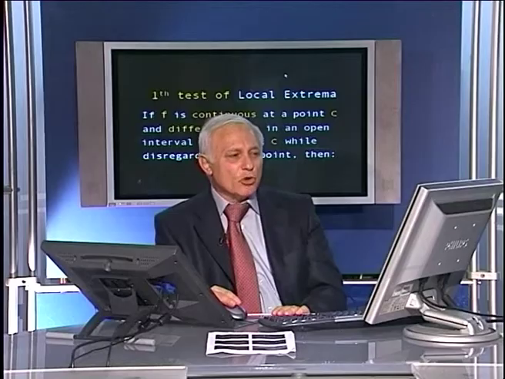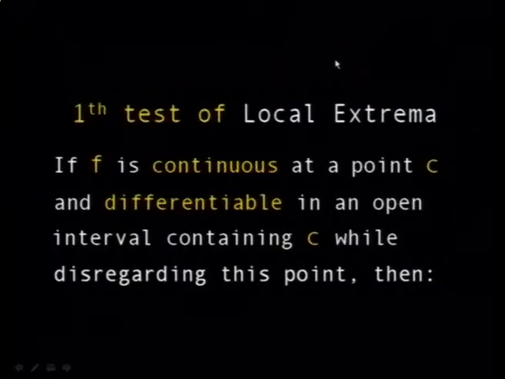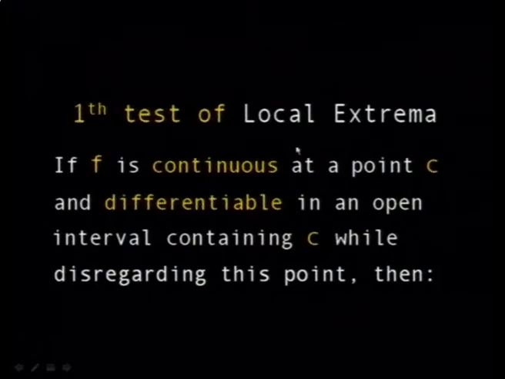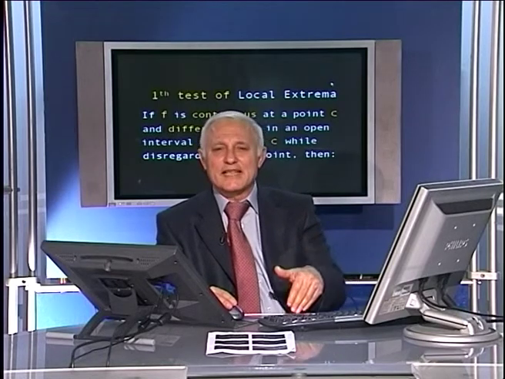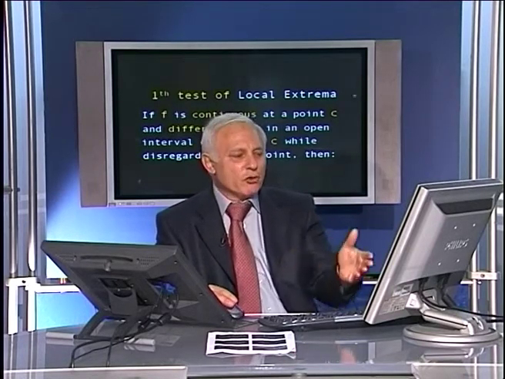One of them, which is the easiest, is called the first derivative test. f is continuous at the critical point C and differentiable in an open interval containing C, and you disregard the point C itself. Why do you disregard this point? Because your function may not have a derivative at this point. f dash may not exist at C, yet C is a critical point, and therefore you disregard this point.